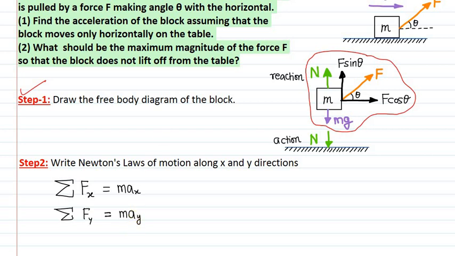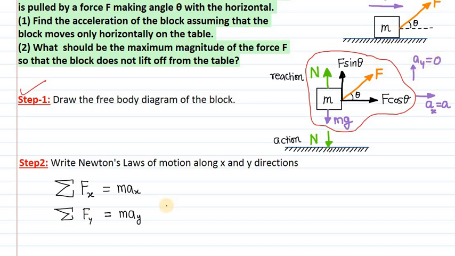Now as we know, in our question it is required that our block should be moving only along the x direction with acceleration a. So we can say that x component of acceleration is equal to a, and it is also needed in the question that the block moves only horizontally on the table. That means along the y direction the acceleration must be 0. ay should be equal to 0.